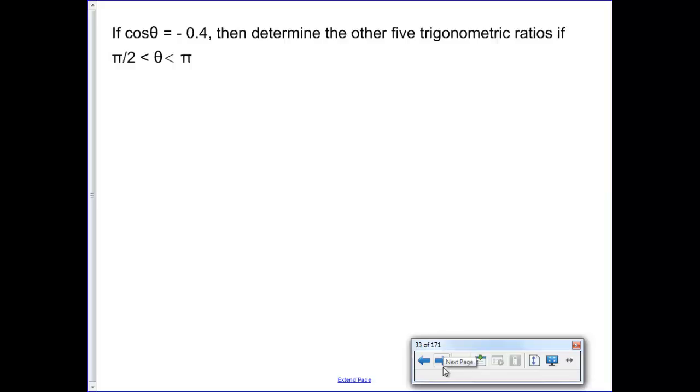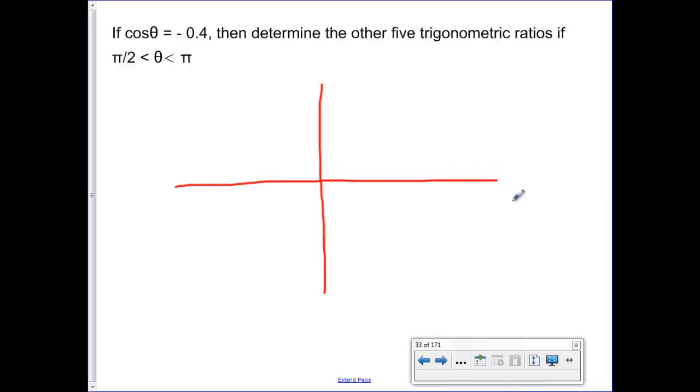Okay. Let's try to solve this question here. Maybe this will help put everything together. I'm going to tell you that cosine of theta is negative 0.4. Okay, let me draw a picture out here. Can you guys find this one? Sorry, I'm jumping everywhere. Cosine is negative 0.4. Where could cosine be negative? Which two quadrants? Second and third.